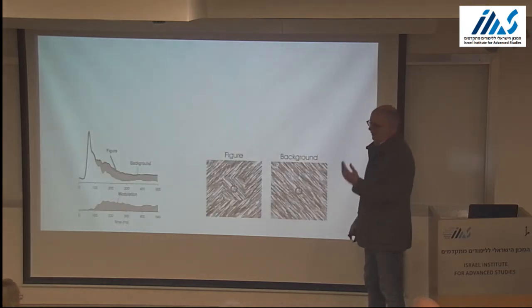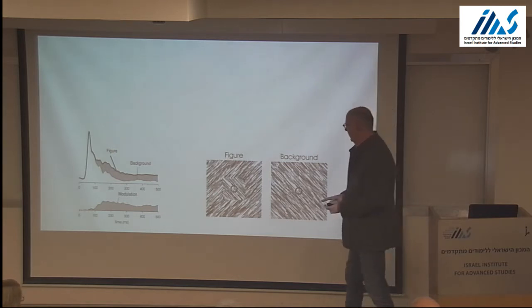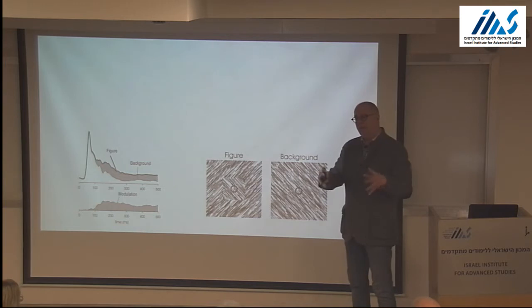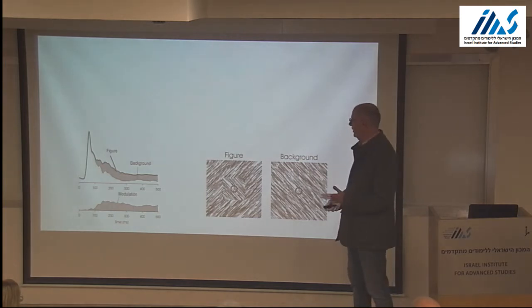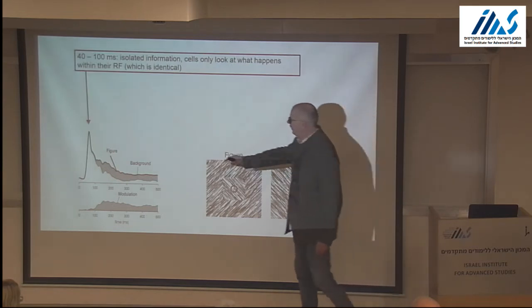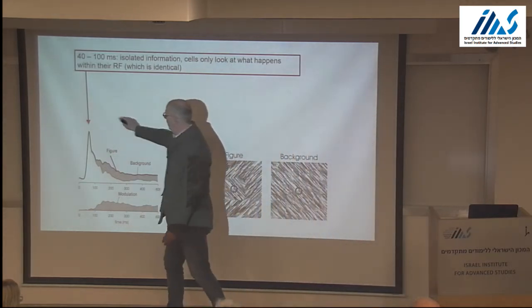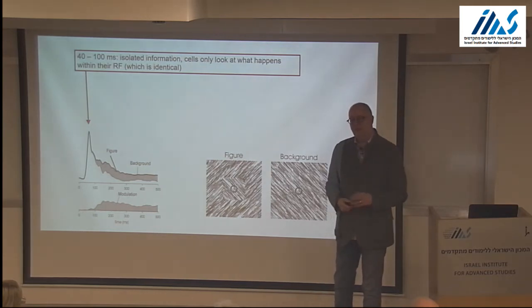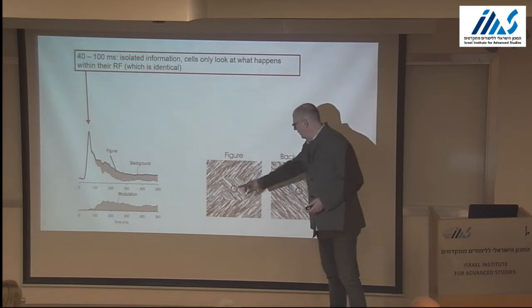Okay. Well, as I said, this is of course the old example. I guess you all know that. But it's actually a very beautiful example of this distinction between feed-forward activations and recurrent processing. So you have these two stimuli, receptor cells lying there, and if you look at the first 100 milliseconds of activation, these cells only look at what happens within the receptive field, the feed-forward activation, and they respond identically to this stimulus and this stimulus.